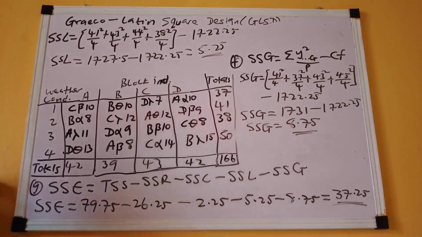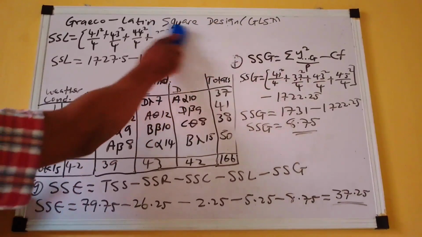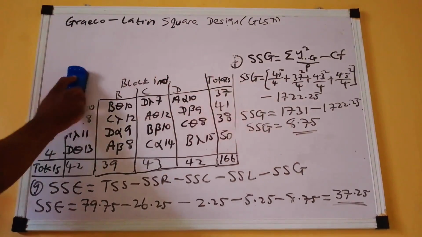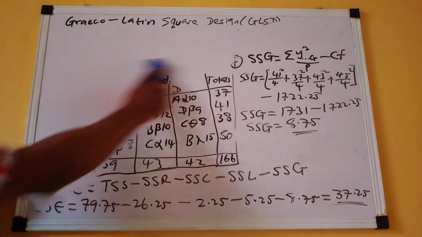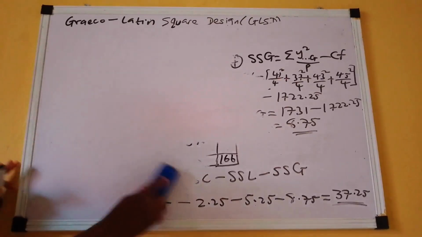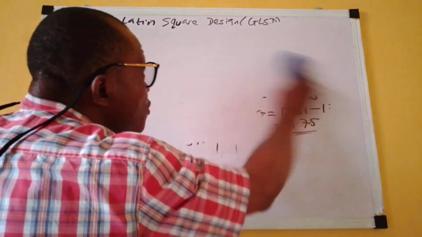I hope you have seen all the sum of squares, how they were calculated. Now I want to clean the board completely so that we can construct our ANOVA table, which is step 3. Then we go to step 4 to get our table values. Then from there we decide and make our conclusion. That is what we are going to do.